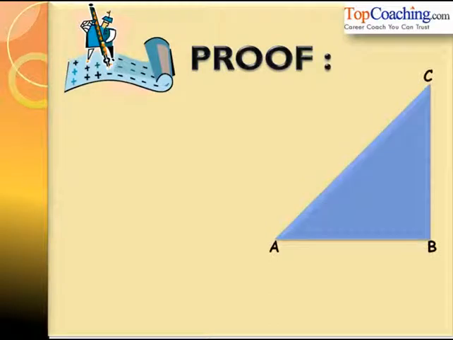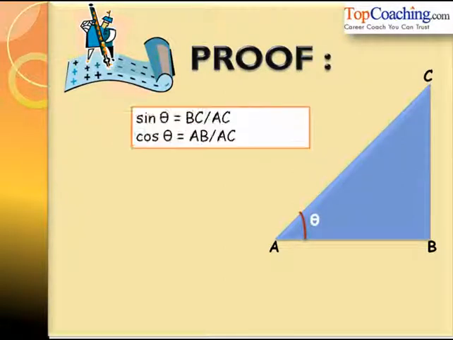For that, let us consider a right angle triangle ABC such that it is right angled at B. Now let us say that this is angle theta, so angle A is equal to angle theta. For this triangle, sin theta would be equal to BC upon AC, because BC is the height and AC is the hypotenuse. Similarly, cos theta would be equal to AB upon AC, base upon hypotenuse. So sin theta is equal to BC upon AC and cos theta is equal to AB upon AC.